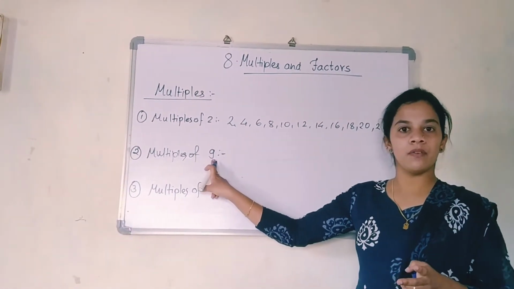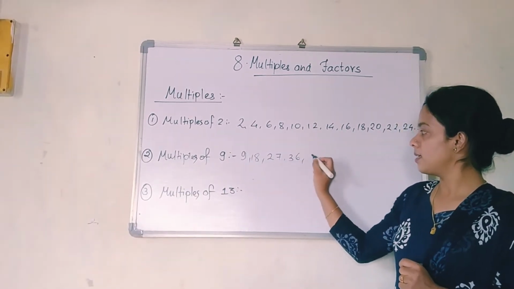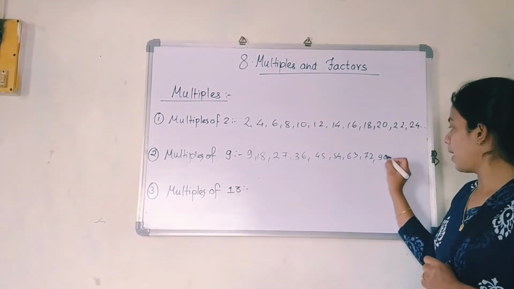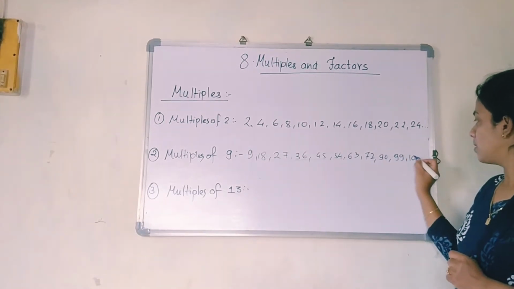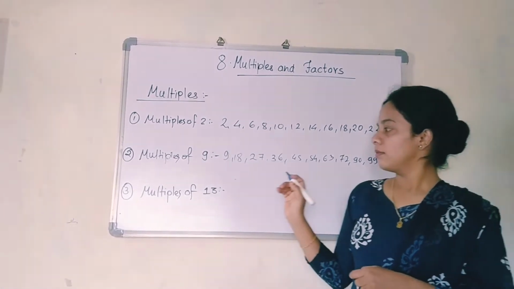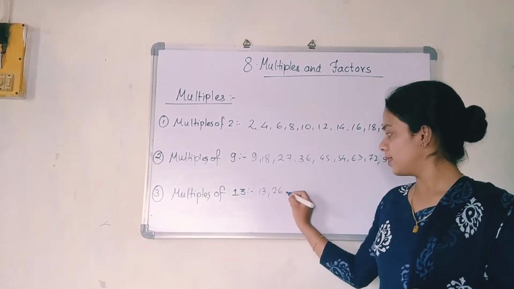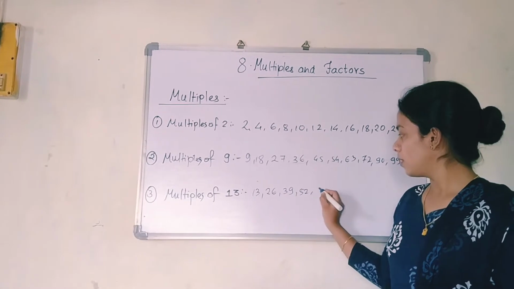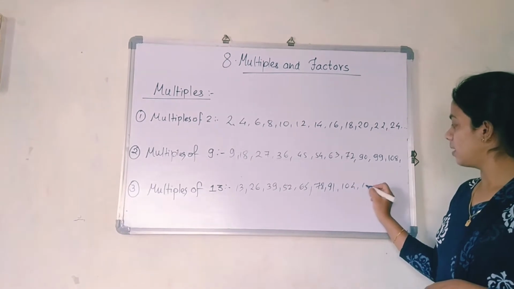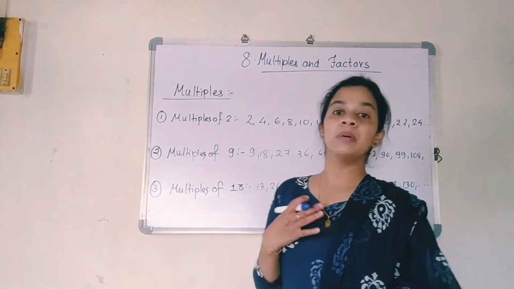9. You are knowing the table of 9? Go on saying it. 9, 18, 27, 36, 45, 54, 63, 72, 90, 99, 108 and so on. So these are the multiples of 9. Multiples of 13, basically the 13's table. 13 ones are 13, 13 twos are 26, 13 threes are 39, 13 fours are 52, 13 fives are 65, 13 sixes are 78, 13 sevens are 91, 13 eights are 104, 13 nines are 117, 13 tens are 130 and so on. So these are the multiples of 13.